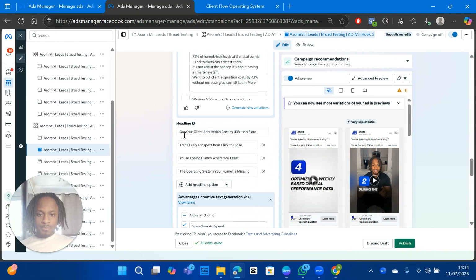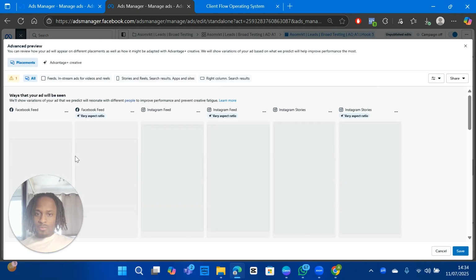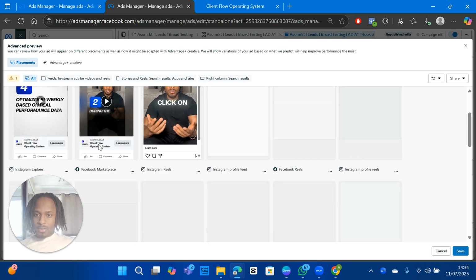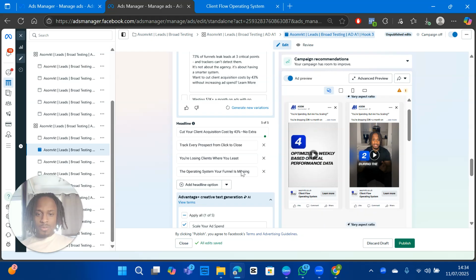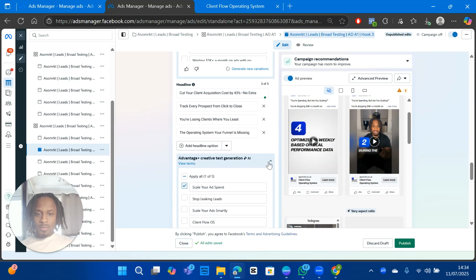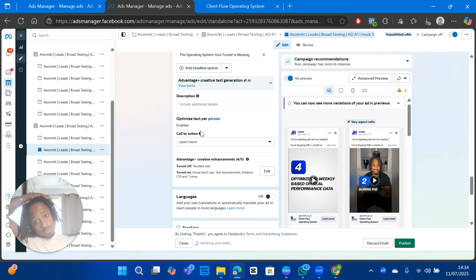Headline, self-explanatory as well. Headline, that's what you see on the headline of the ad. I don't know if it'll come up here. Should normally come up there. I'm not sure why it's not come up there this time, but when the ad's uploaded, it would come up there. Let's close that, get rid of that.